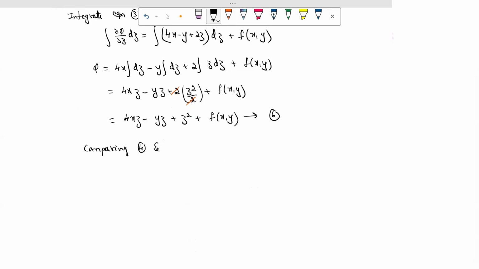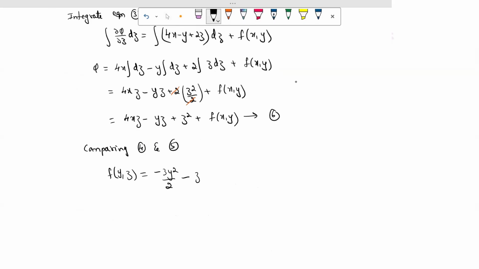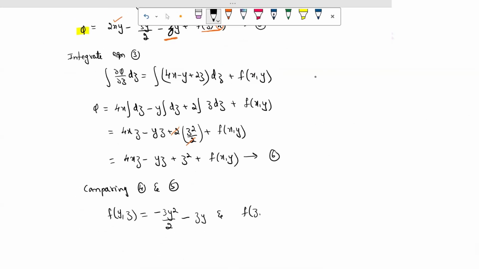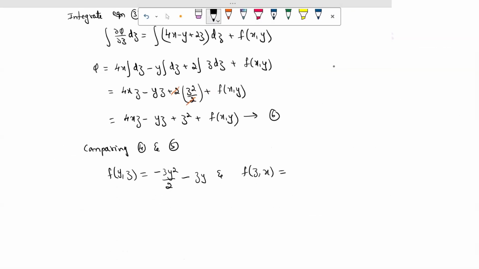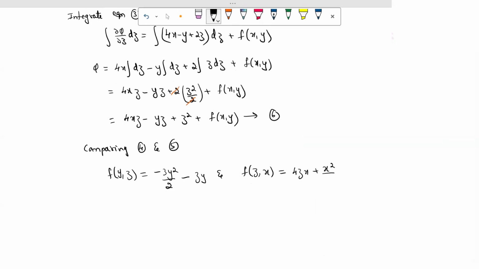Comparing equation number 4 and equation number 5, we got f of yz will be equal to minus 3y square by 2 minus zy, and f of zx is equal to 4zx plus x square by 2. These are the two values you obtain.